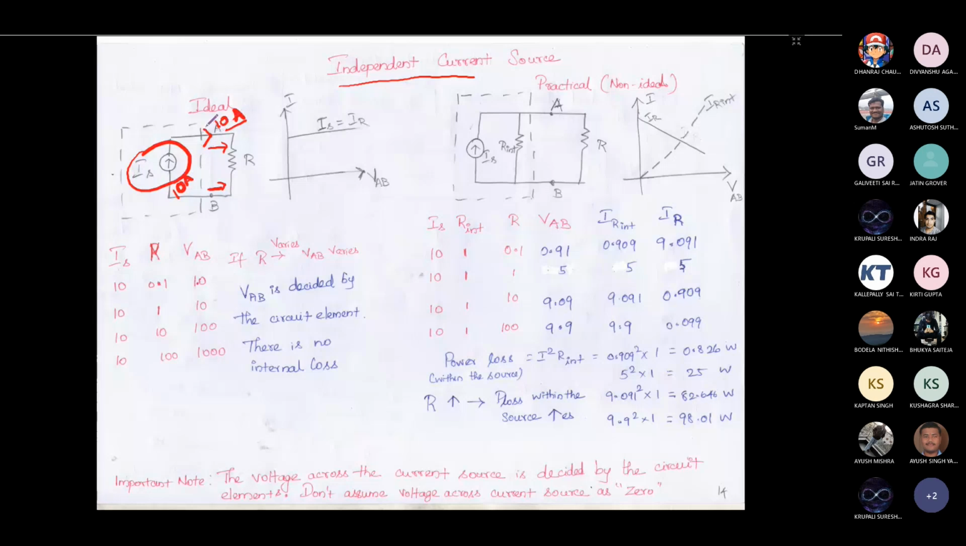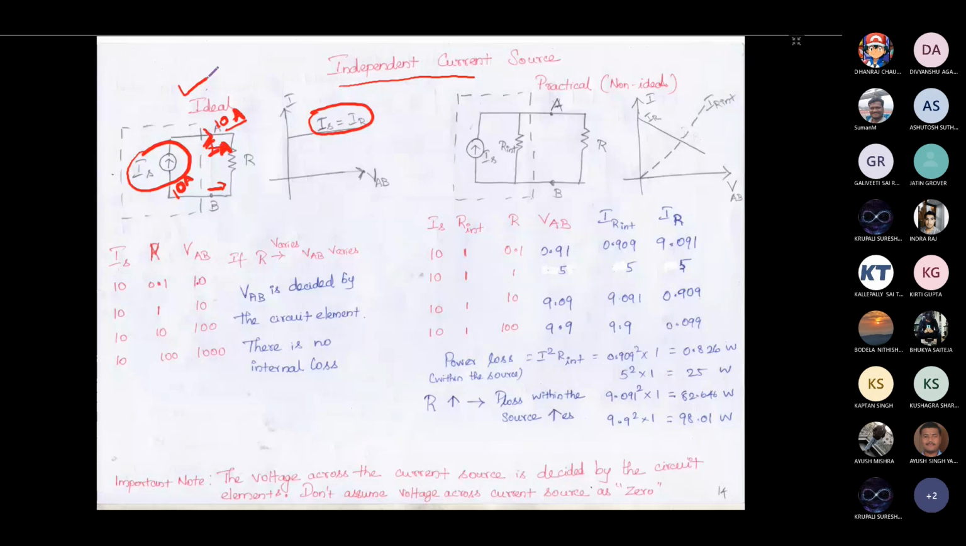Is will be equal to the current coming out of this terminal, Ia. Let us consider that the current coming out of this terminal is Ia, or you can consider that the current coming out of this terminal is IR. So the current coming out of this terminal will always be equal to the source current. This is for the ideal current source.